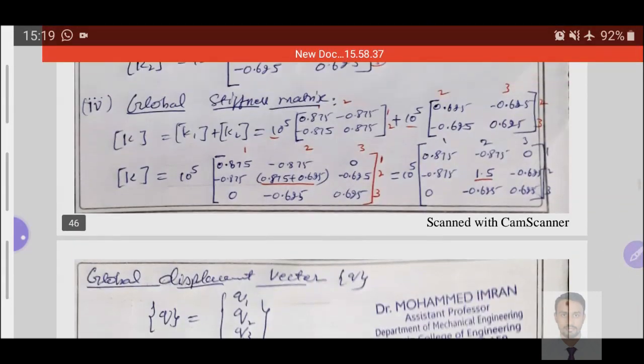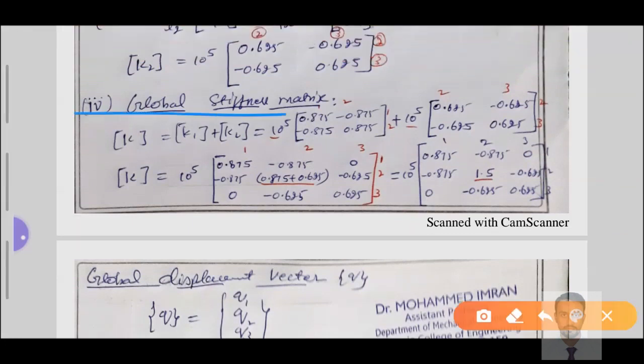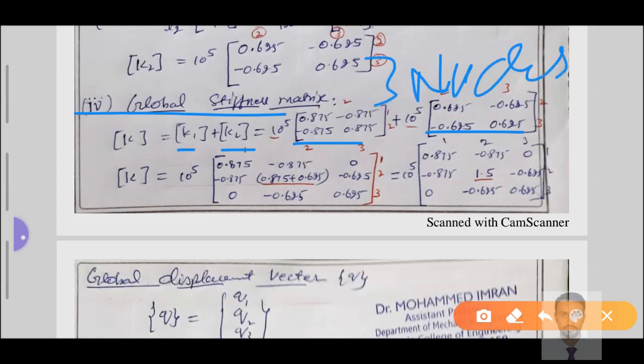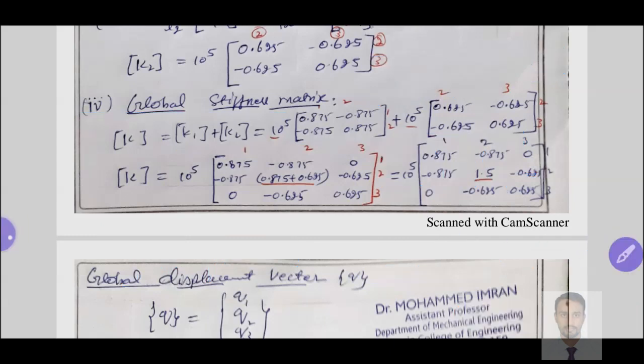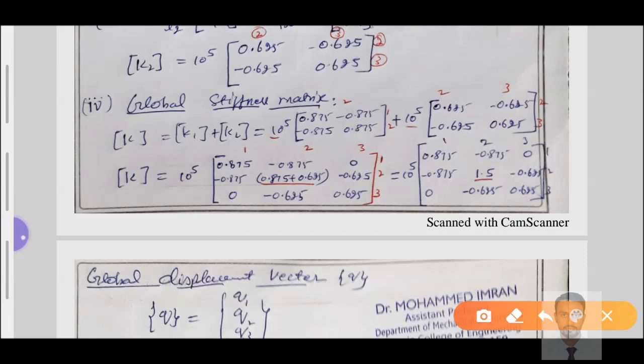The fourth step of the finite element method is the global stiffness matrix. We know that we have both K1 and K2. Add both the values and we will get a global stiffness matrix. We have 3 nodes and 1 degree of freedom per node, that is 3 into 1, which is equal to 3. We'll get a 3 cross 3 matrix.